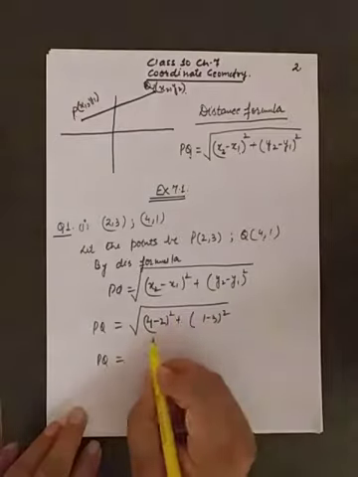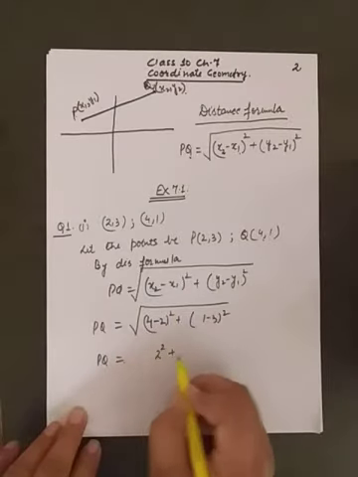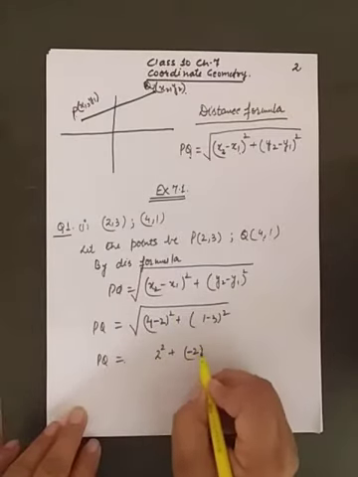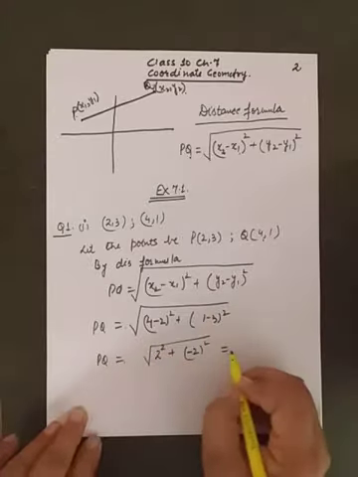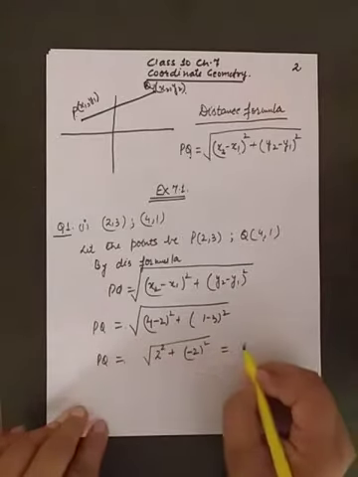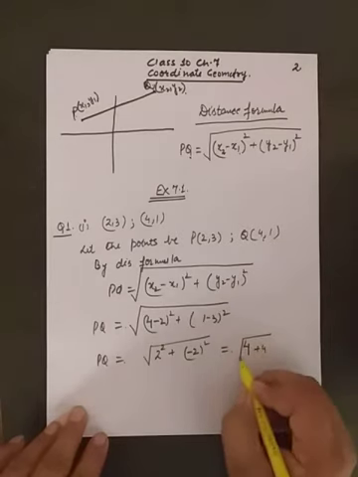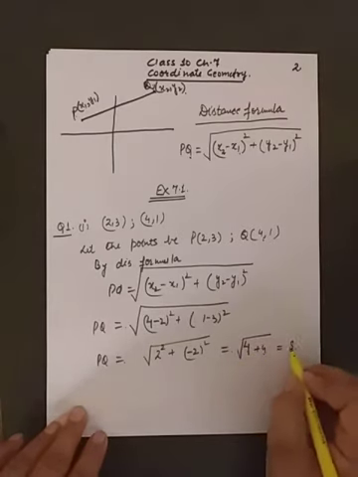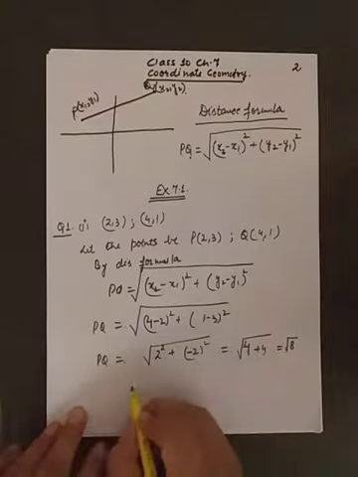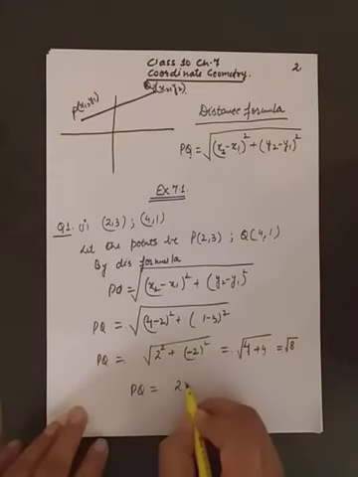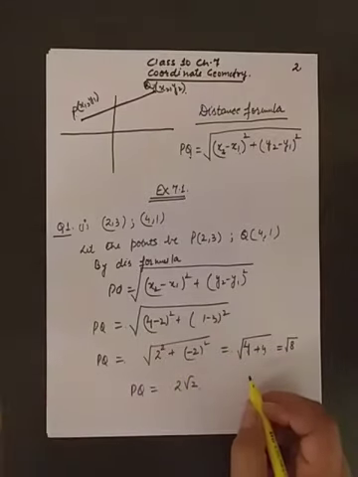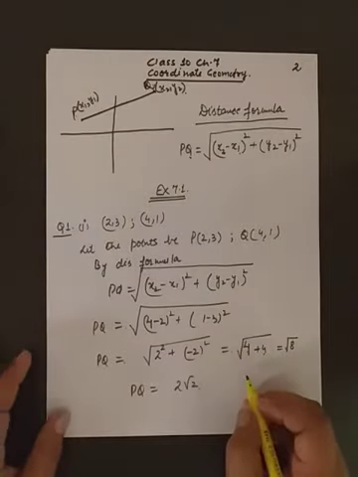And it can be written as 4 minus 2 is 2, square, and 1 minus 3 is minus 2, square. When you expand these numbers, 2 square is 4 and square of minus 2 is also 4. We get 4 plus 4 is equal to root 8, and root 8 can be written as 2 root 2. So the distance between PQ is 2 root 2.